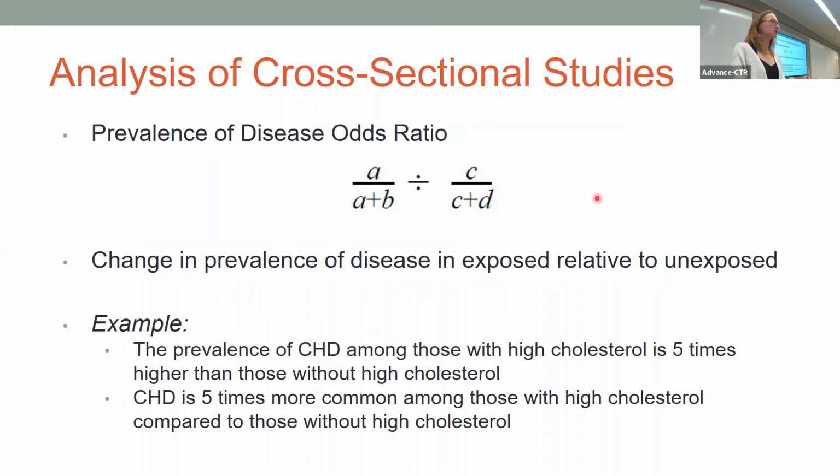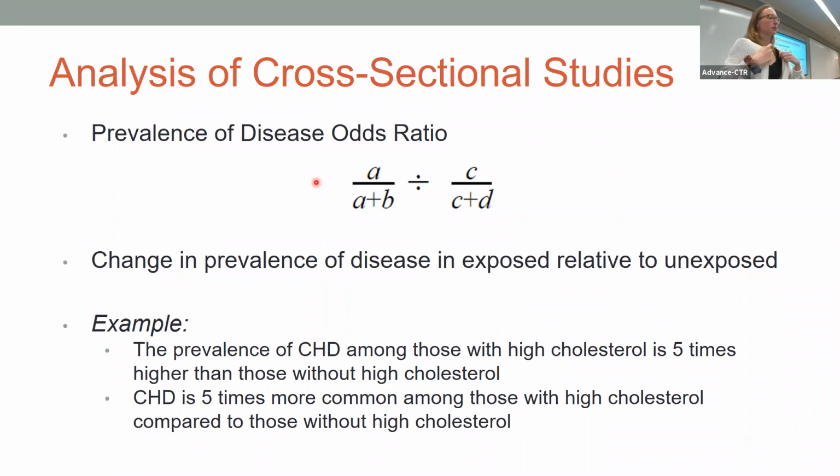Further, we can compare these numbers by generating a prevalence of disease odds ratio, which is going to quantify the change in prevalence of disease in the exposed relative to the unexposed. Say that I plugged in some numbers here, and in the end, I got the number 5. My prevalence of disease odds ratio is equal to 5.